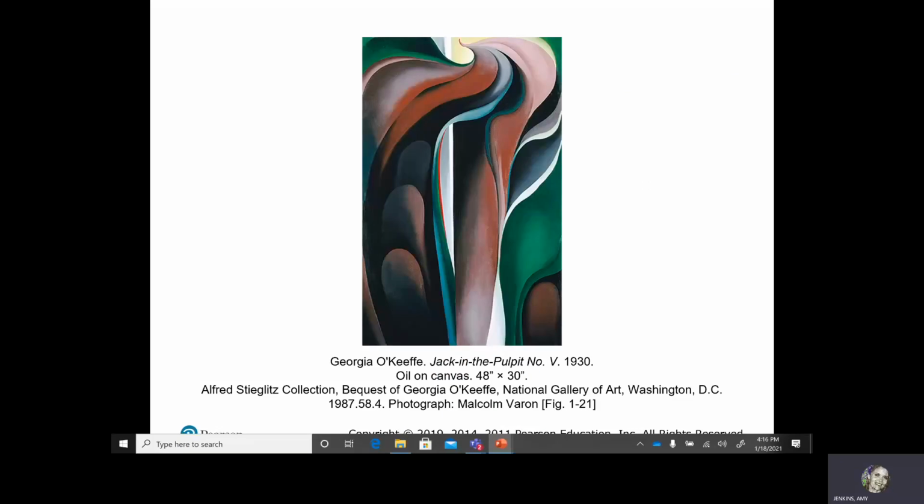Here's a bigger image. Jack in the Pulpit number 5 from 1930.